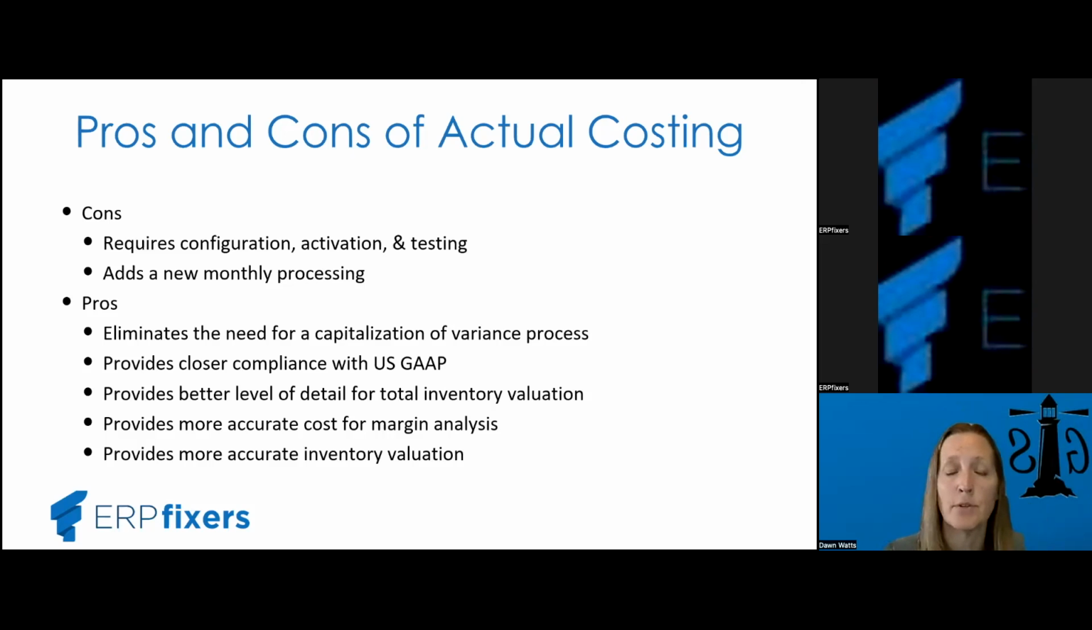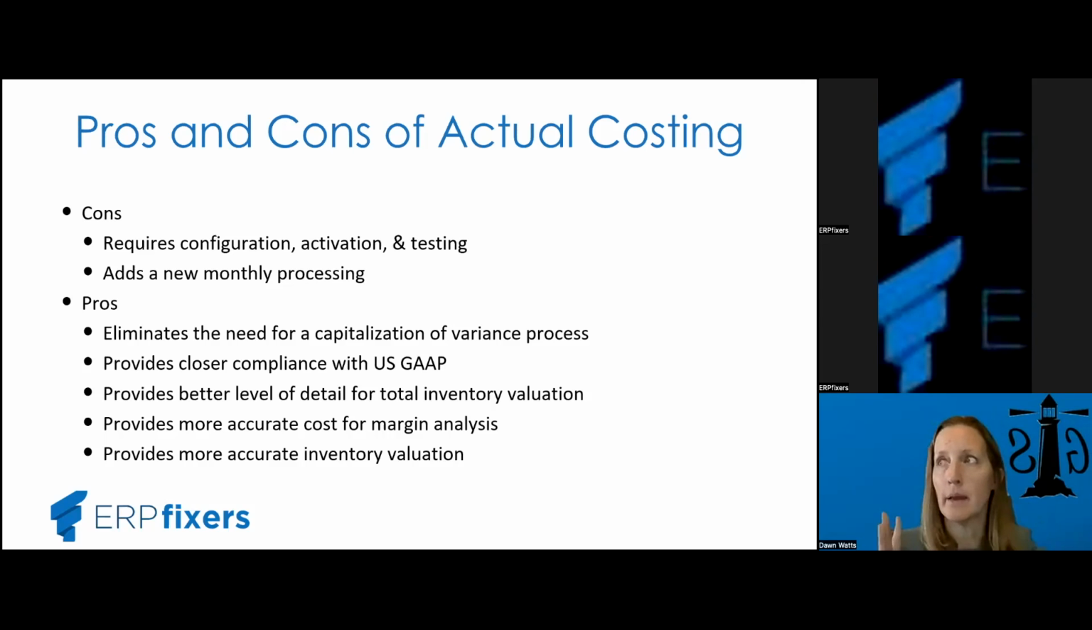It should provide closer compliance with US GAAP. So you shouldn't have to explain what your system provides. It has standard cost, it has actual cost, and it brings that together. It provides a better level of detail. So that total inventory valuation is now valued with the variances in it, and at a very detailed level. You're no longer doing that capitalization at a product line level. You're really seeing those variances attributed to the materials directly. And it provides more accurate cost for your margin analysis.